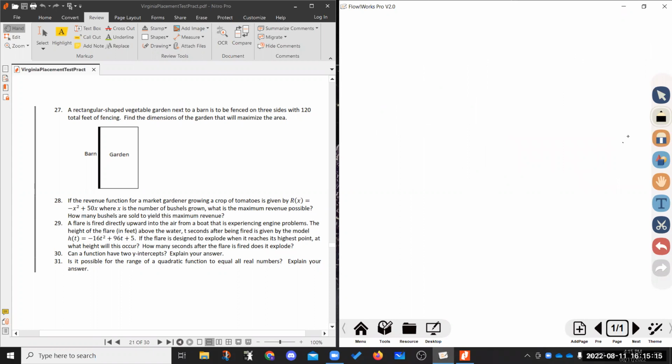All right, 30 is just kind of a thinking problem. Can a function have 2 y-intercepts? No, it can't. It can't have 2 different y values for the same x value. A y-intercept always has an x value of 0. So it would not pass the vertical line test. Here, if I had 2 different y-intercepts, if I had a graph that looked like this, that would not be a function, because when x equals 0, I'd have y-intercept 1 and y-intercept 2. This would not be a function.